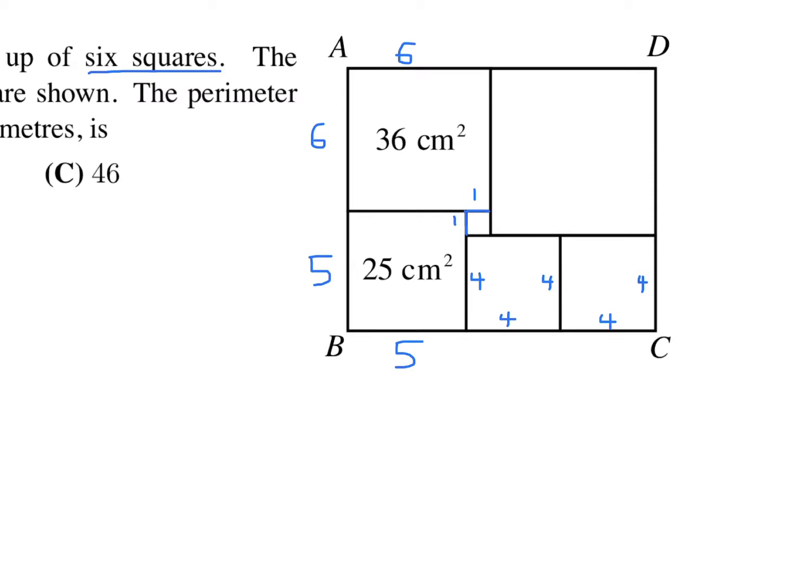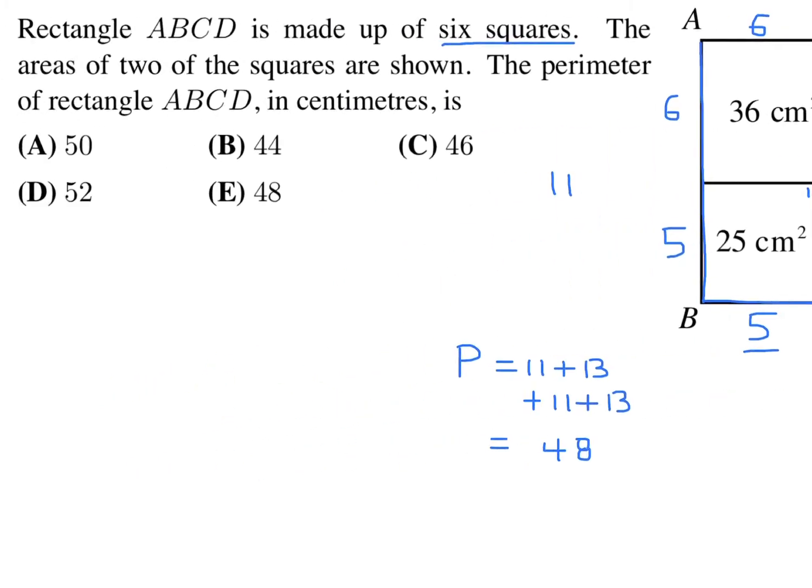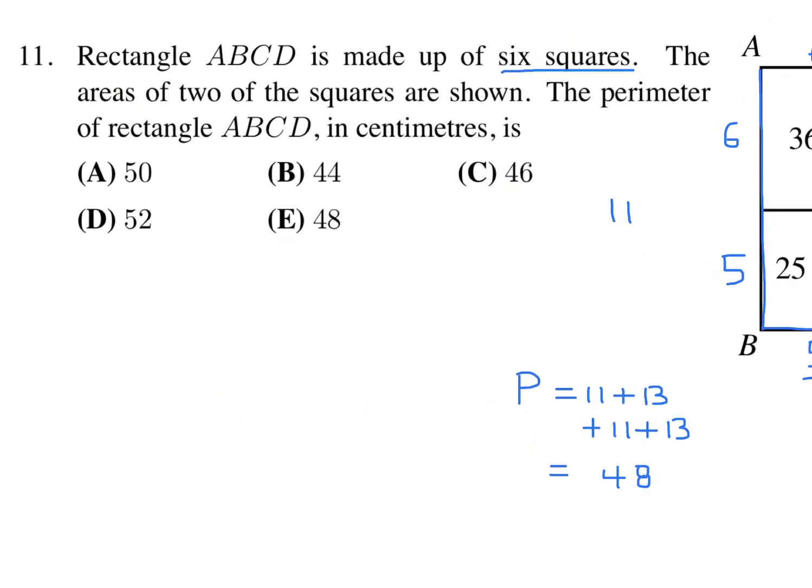So that means this whole length is 5 plus 4 plus 4, which is 13. And this whole length is 5 plus 6, which is 11. So the perimeter is going to be 11 plus 13 plus 11 plus 13, which is 48. So the answer to number 11 is E.